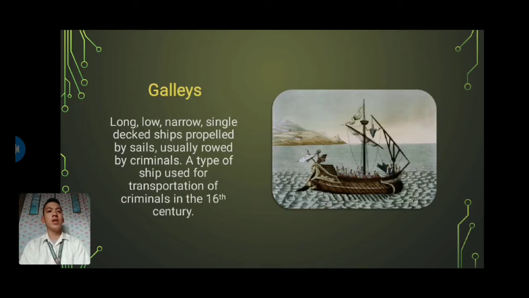Long, low, narrow, single-decked ships propelled by sails, usually rowed by criminals, a type of ship used for transportation of criminals in the 16th century. So, noong 16th century, yung tinatawag nila na long, low, narrow, single-decked ships. Yan, sa nakikita nyo sa picture, yan yung ginagamit nila na transportation tulad sa pagpapatapon nila sa ibang lugar ng mga nagkasala.